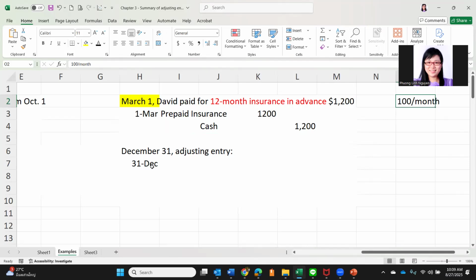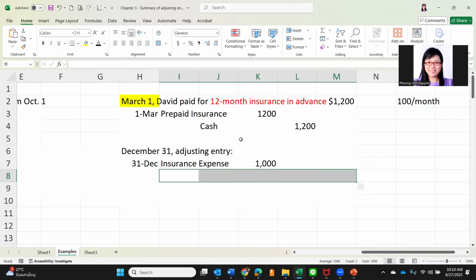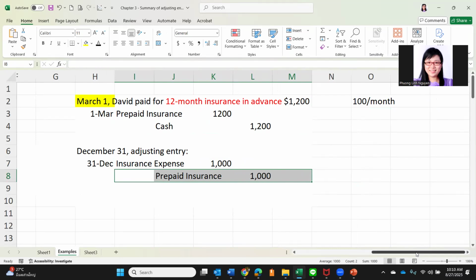So you have to prepare an adjusting entry at the end of December 31. We're going to debit insurance expense because we already used the expense for 10 months. How did I get 1,000? It's 100 per month times 10 months, and that will give me 1,000. And I will credit prepaid insurance for 1,000. Okay, let's look at another example.